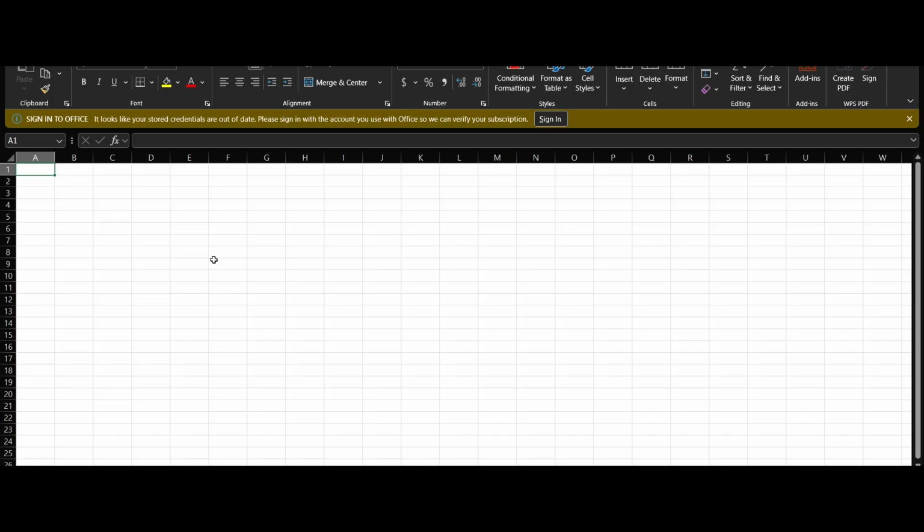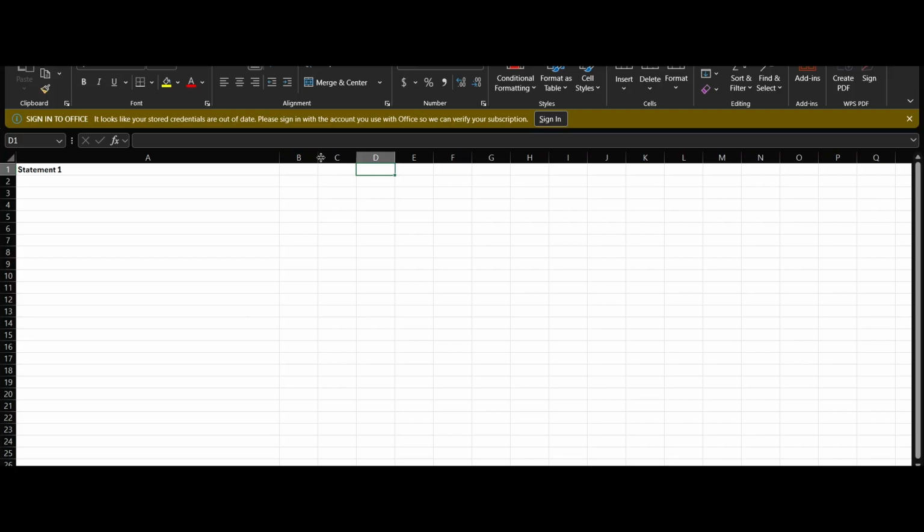Okay, so let's first start with negation. But first let's try to draw out the truth table first. I'm just going to add titles to these columns. Okay, so let's say this is statement one. Okay, this is statement one. This will be statement two.